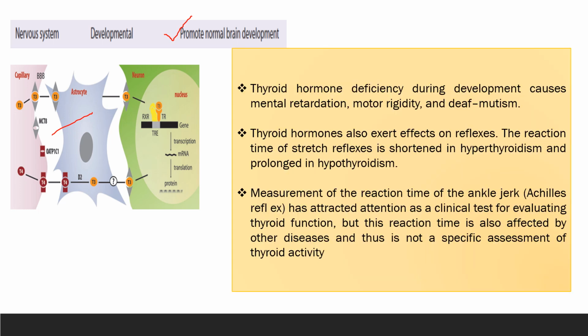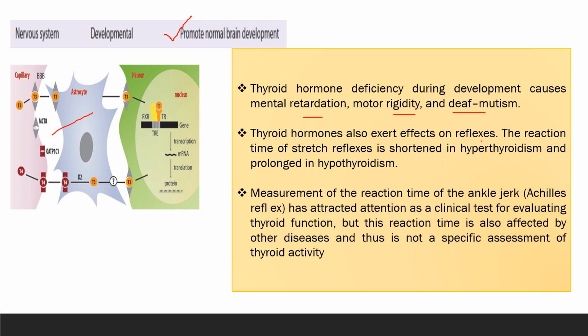Now, the action of thyroid hormone on the central nervous system. So you'll see that we can see here the astrocyte, it is converting the T4 into T3. The action of thyroid hormone promotes the normal brain development. Thyroid hormone deficiency during development causes mental retardation, motor rigidity and deaf mutism. Thyroid hormone also exerts effects on reflexes. The reaction time of stretch reflex is shortened. Reaction time means when you are giving a stimulation and when the actual muscle is contracting, this time gap is known as a reaction time. So this reaction time is shortened when there is hyperthyroidism. It is prolonged in hypothyroidism.